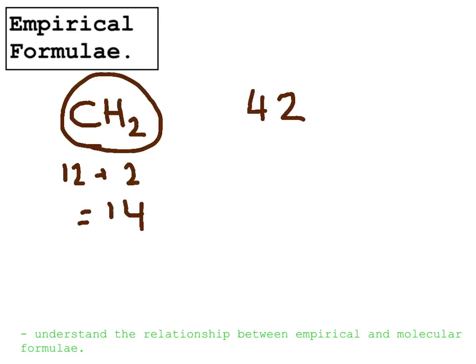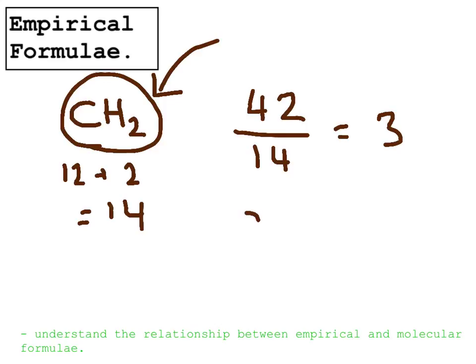Now, if we do 42 divided by 14, that equals 3. That means the molecular formula must be made up of 3 of the empirical formula, because the molecular formula is going to be a ratio that is the same as the empirical formula. So that means the molecular formula of this unknown compound has to be C3H6.